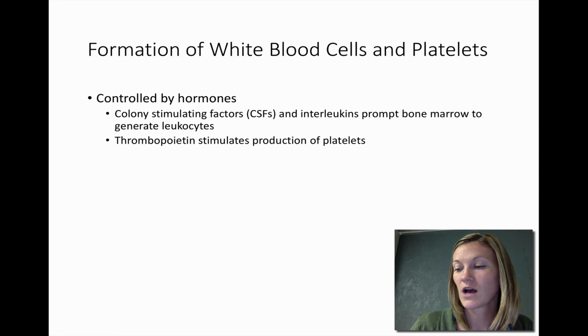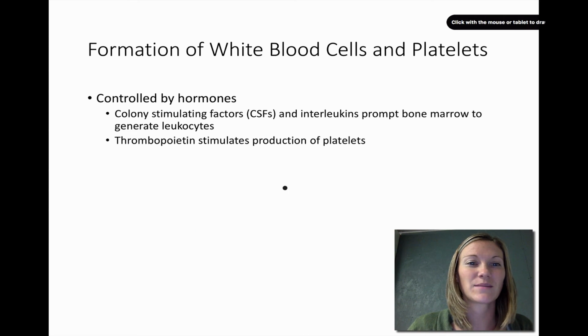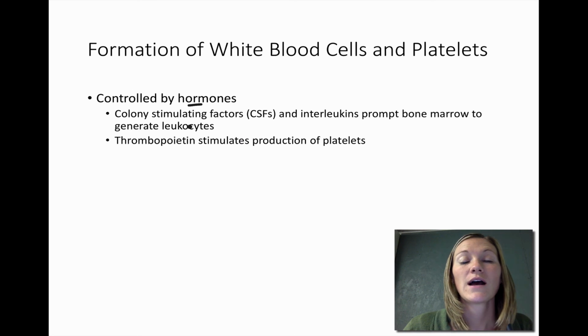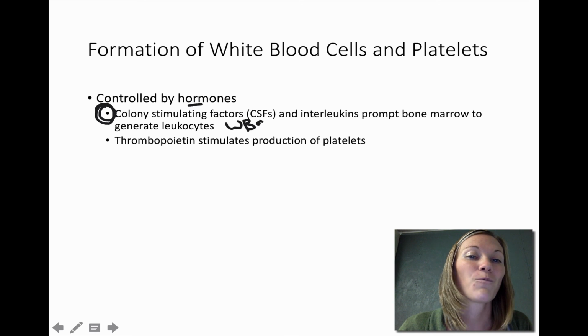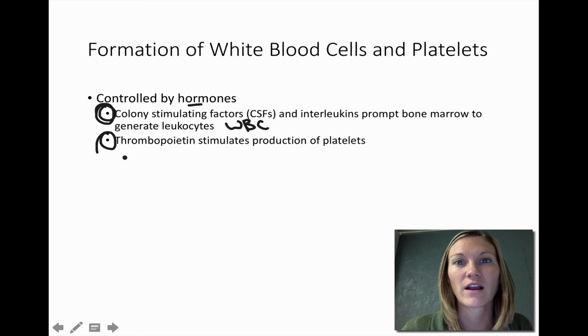So the formation of white blood cells and platelets is also controlled by hormones. They're not all erythropoietin, that's just the one that we use today, but they're also controlled by colony-stimulating factors and interleukins that prompt bone marrow to generate leukocytes. So this would be not red blood cell production, but white blood cell production. And then thrombopoietin stimulates the production of platelets, and we'll actually talk about that when we go through our blood clotting processes.